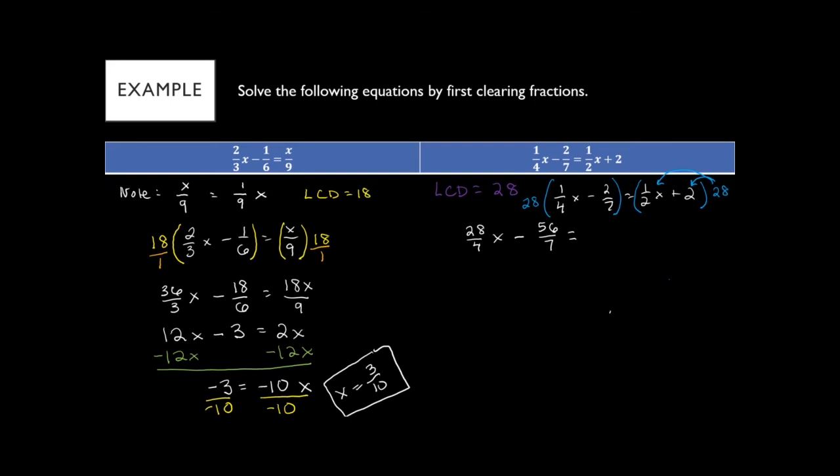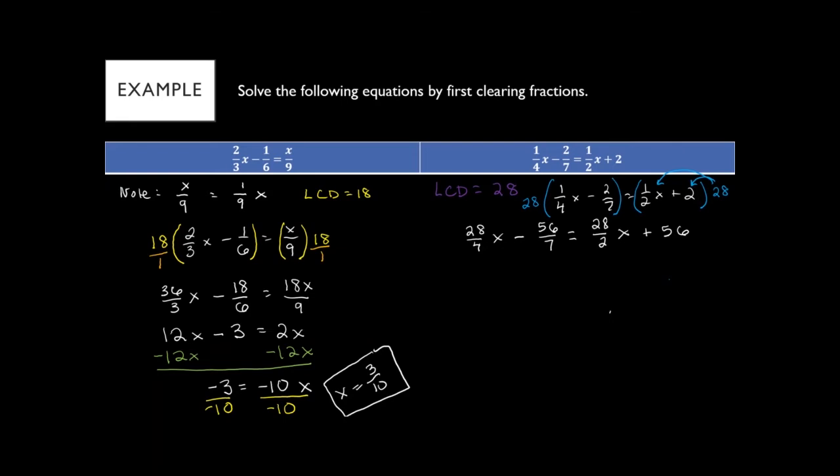equals. Now on the right, I'm going to be multiplying by 28. So I have a 1/2 times 28. So that's going to be 28 over 2x plus then 2 times 28, which is 56. So that stays a whole number.